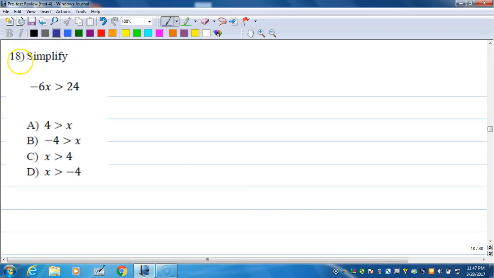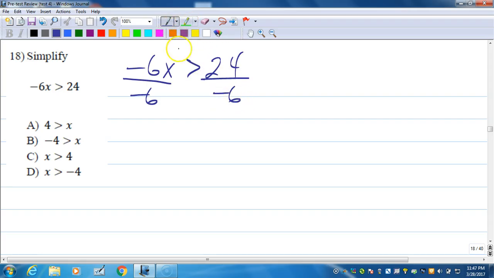Number 18. Simplify this, alright? Negative 6x is greater than 24. Divide by negative 6, divide by negative 6. That's going to be just x. But when you divide by a negative number, the sign flips. Alright? That's the only trick here. So instead of pointing to the right, it's going to point to the left. That's it. 24 divided by negative 6 is negative 4.